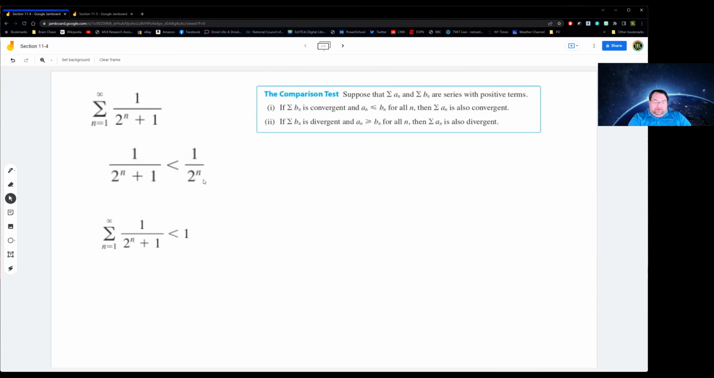Now this series, 1 over 2 to the n power, that is a geometric series, which we can rewrite as 1/2 times 1/2 to the n minus 1 power. So now it's a geometric series. Since it's geometric, I can determine if it's going to converge or diverge.